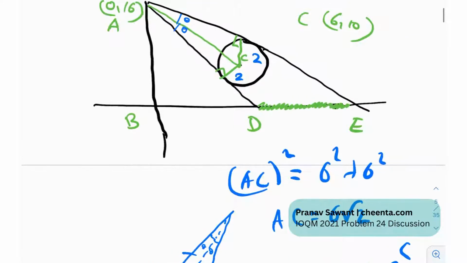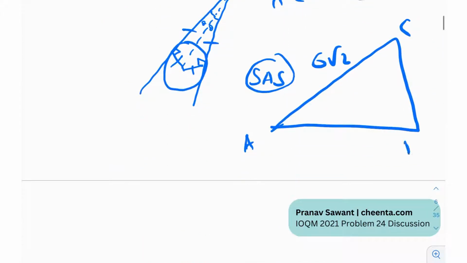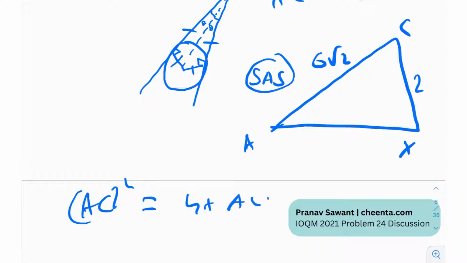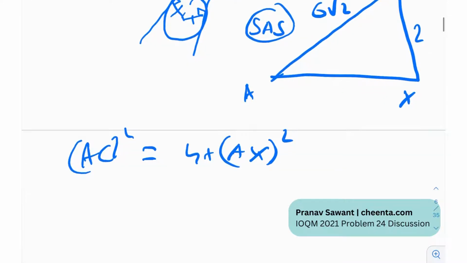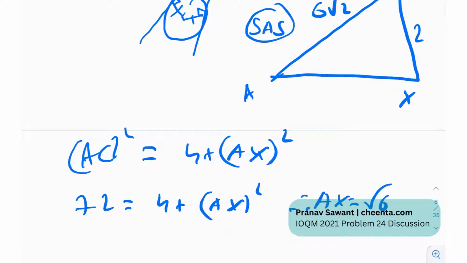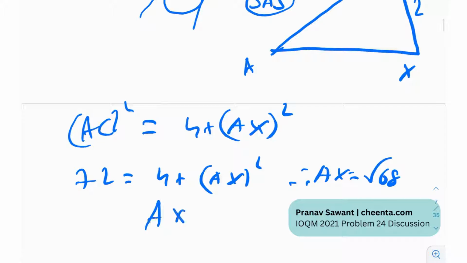Right? And let me just label this point as X and Y. So CX is actually 2. So what will this be? So AC squared is equal to 4 plus AX squared using the Pythagoras theorem. So AC squared is 72, which is equal to 4 plus AX squared. So therefore AX is root 68. In other words, AX is actually 2 root 17.